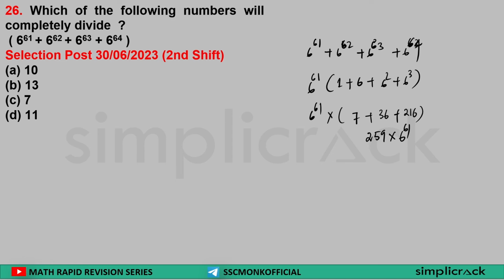Now, sir, can this number be divisible by 11? No. Can this number be divisible by 13? No. Can this number be divisible by 10? No. Sir, can this number be divisible by 7? Yes. It is divisible by 7. Simple, because 259 is divisible by 7. You'll use this common sense. That's all. Done? So C is my right answer.